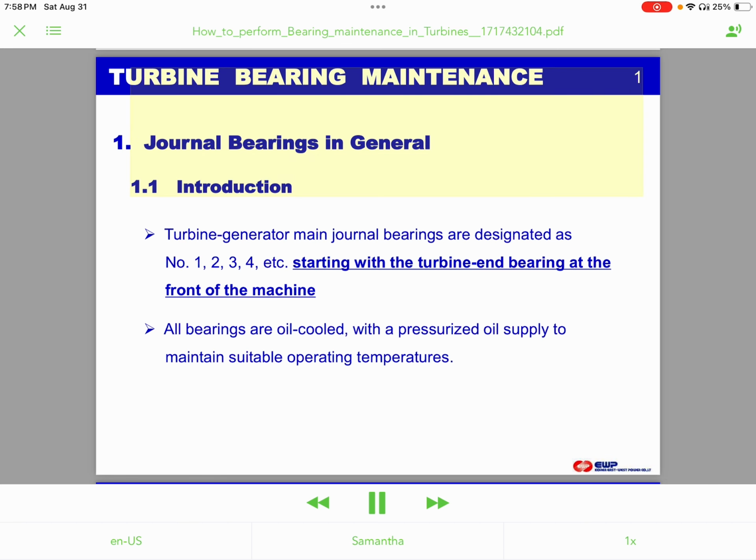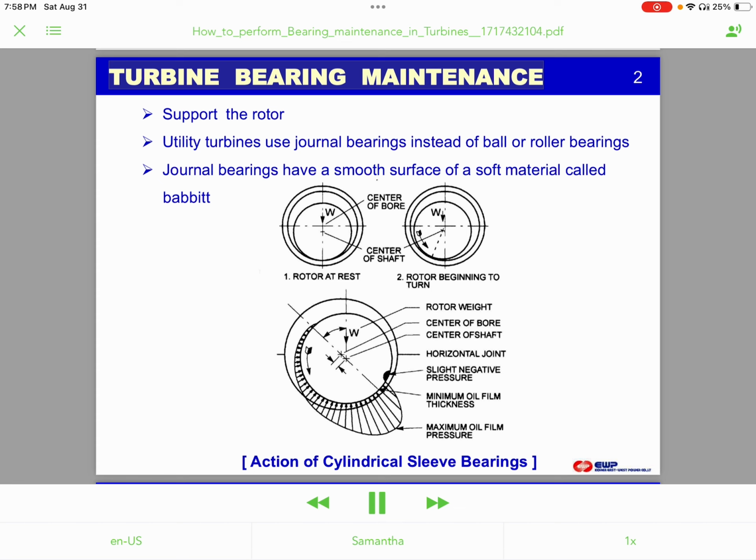1.1 Introduction. Turbine bearing maintenance. Action of cylindrical sleeve bearings: support the rotor. Utility turbines use journal bearings instead of ball or roller bearings. Journal bearings have a smooth surface of a soft material called babbitt.